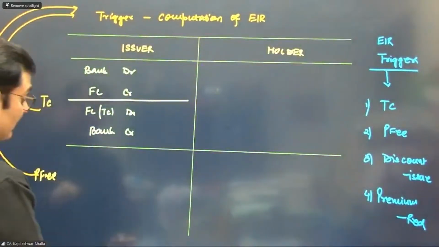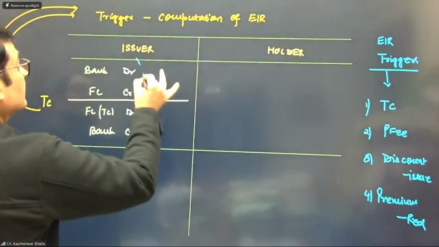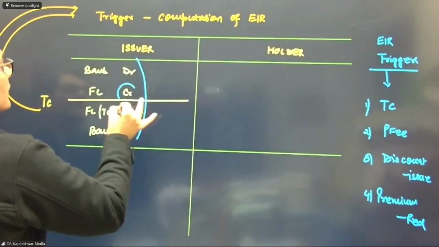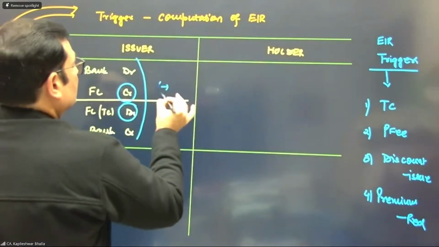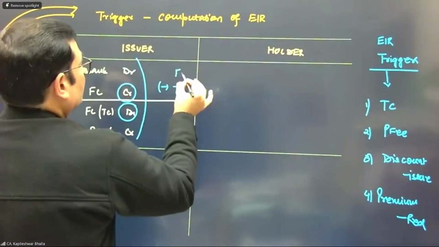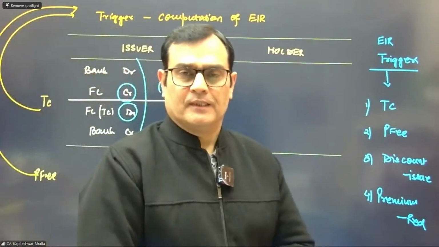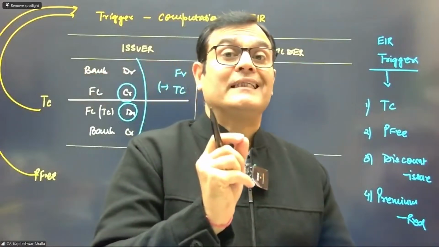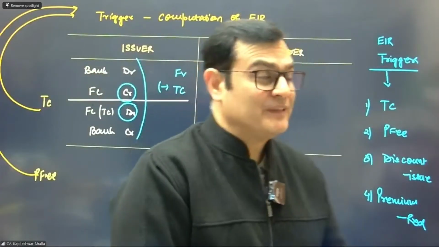Okay, so now coming back to the picture, when you are considering the TC, the financial liability got a credit and it got a debit, which means you need to consider fair value minus TC as a part of the initial recognition. So when it comes to a TC from the issuer point of view, you need to consider net of TC.